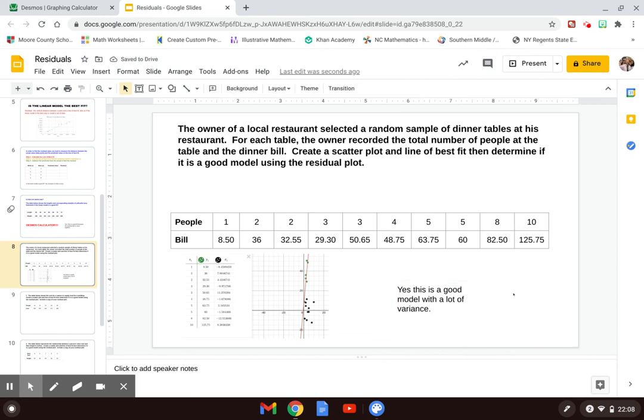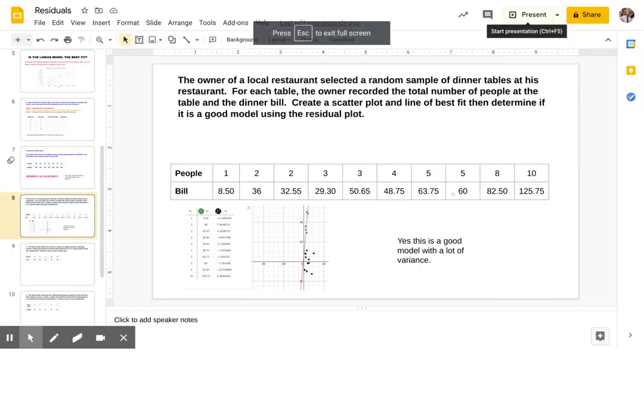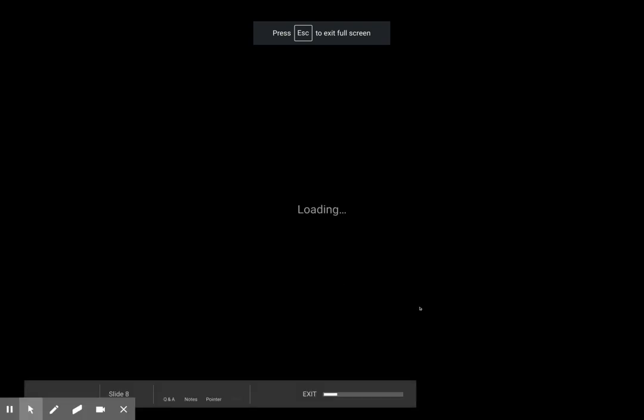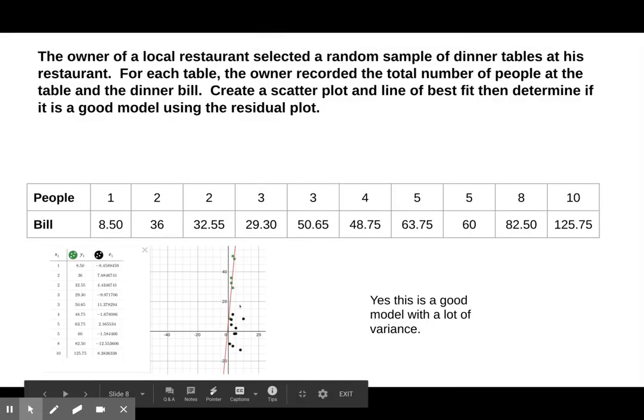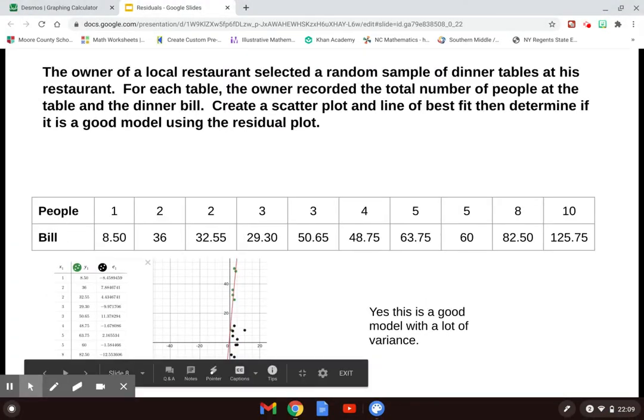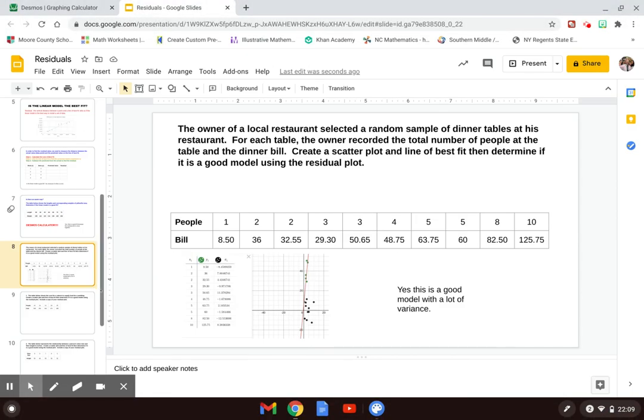All right, so again, so you're not confused on the previous one because it made a curve, okay? When it makes a curve, it's not a good model. But when you see that it makes something that was tight like we had in our previous model, and one like this that shows you a lot of variance, then you know that would be a good model that you could use, okay?